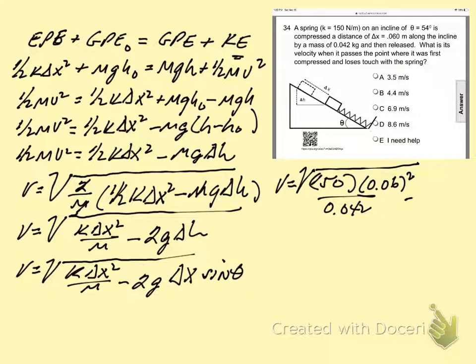minus 2 times 10 times delta x, which is 0.06, times the sine of 54 degrees. Simplifying that, we get velocity equals 3.5 meters per second.